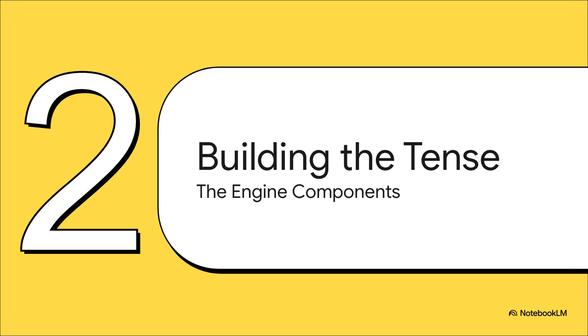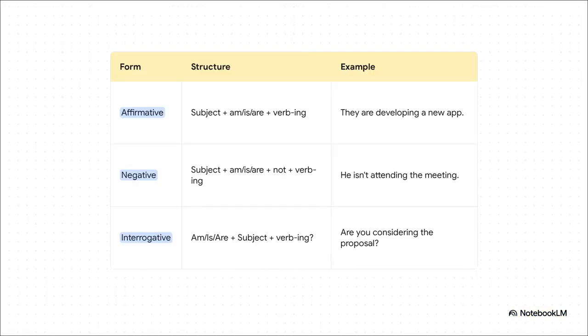Okay, so every camera has its parts, right? Its mechanics. So let's pop the hood and look at the engine components of this tense. Basically, the simple formula that makes the whole thing work. It all boils down to a really simple two-part formula. First, you've got your power source, the verb to be. That's your am, is, or are. And then you have the action itself, the main verb with that ing tacked on the end. And that's literally it. Whether you're saying something isn't happening, or asking a question, those two little pieces are the engine driving every single sentence.